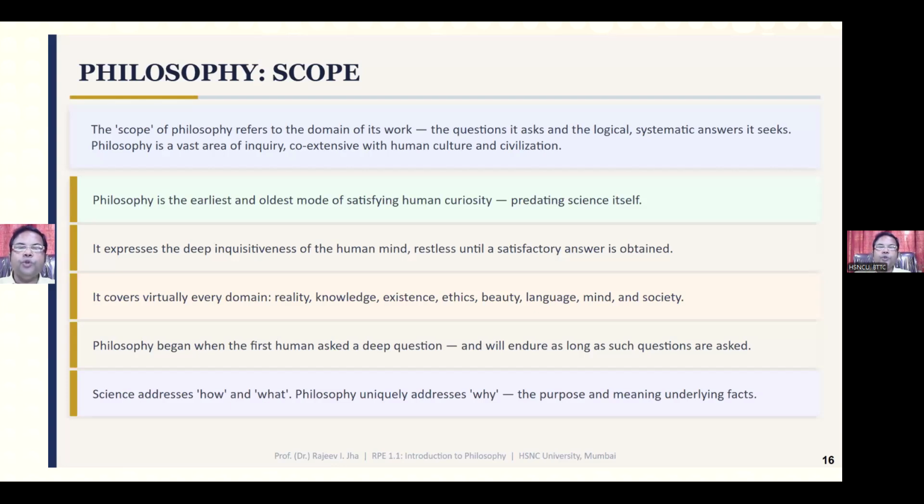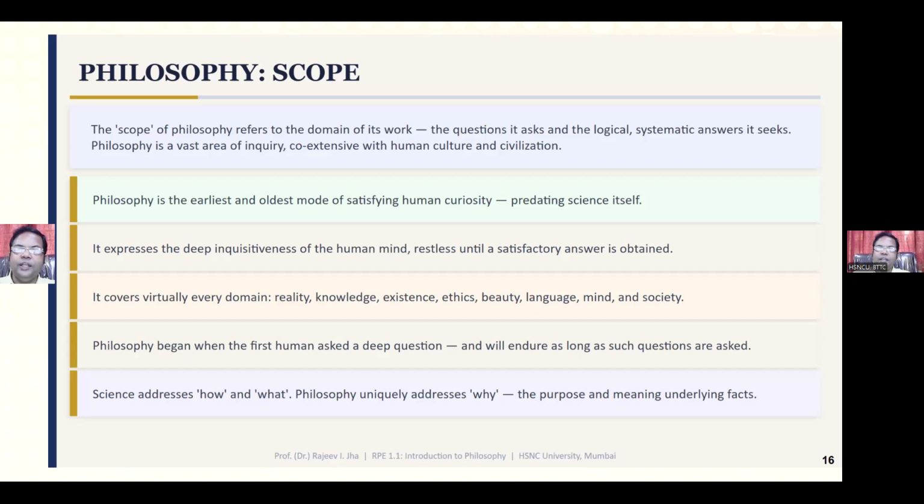When we ask about the scope of a discipline, we ask, what is the territory it covers? What are the questions it asks? For philosophy, the honest answer is everything. And this is not intellectual arrogance. It is a reflection of philosophy's unique position as a discipline that examines the foundations of all other disciplines.